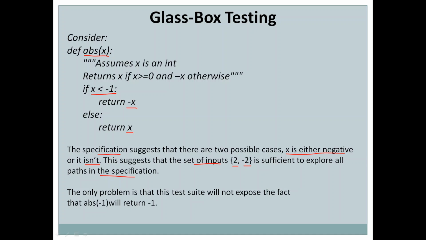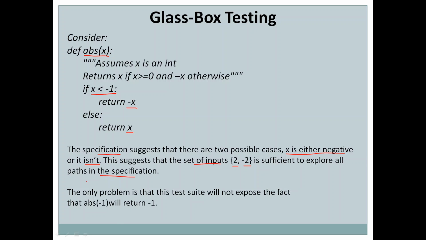But even though we are exercising all the paths in this code, this will not expose a bug in this particular function. So there is a bug in this particular function. Can you guess what is the bug in the function?